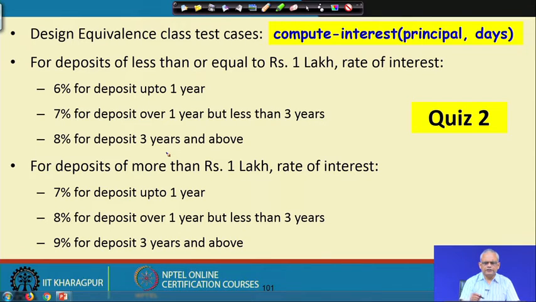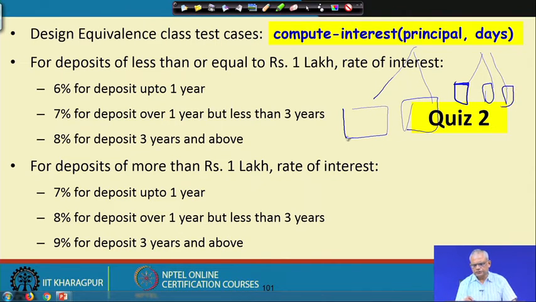So, we see here that for the two parameters we have two equivalence classes, one is more than 1 lakh, less than 1 lakh, and the days is 1 year, 3 years, and more than 3 years. So, we can have either weak equivalence class testing or strong equivalence class testing as required.